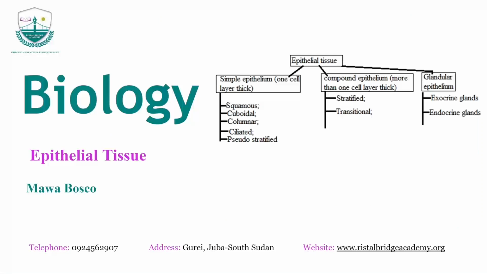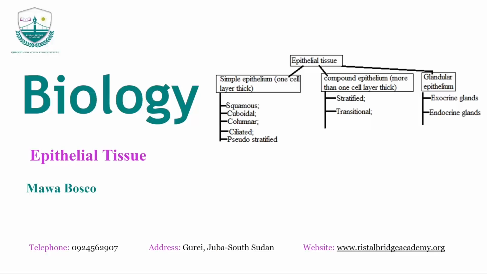So we look at the epithelial tissue. This is the first tissue that we are looking at. Remember, we said that we are majorly looking at four types of animal tissues: connective tissue, nervous tissue, muscle tissue or muscular tissue, and then now the epithelial tissue.